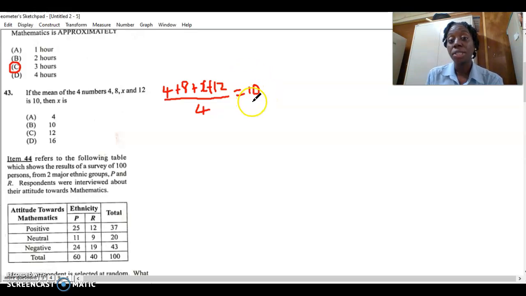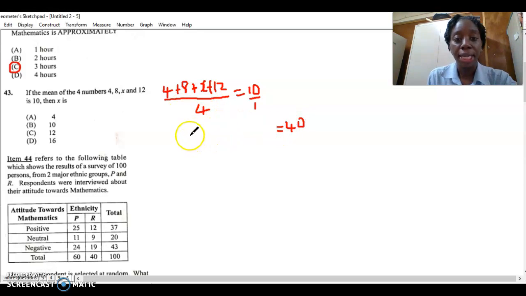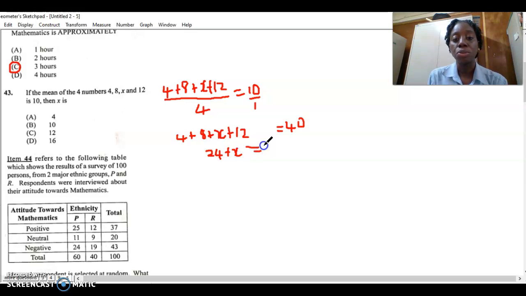All right, so I can change 10 to a fraction by dividing 10 by 1, and I can explore the concept of cross multiply, which I had introduced in a previous video. So therefore 4 times 10 is equal to 40. And on the left hand side I will still have the sum of 4 plus 8 plus our unknown x plus 12. So what I can do, I can add the constants. 4 plus 8 is 12 and 12 is 24. So I can simplify the left hand side to have 24 plus x, and that is equal to 40.